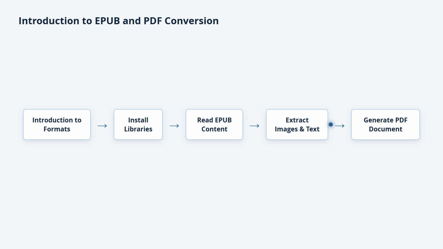To kick things off, we'll install the necessary libraries for handling EPUB and PDF manipulations. We'll use the ebook library to read EPUB chapters and the ReportLab library to create our PDF. Once we have our libraries set up, we'll delve into reading content, extracting images, and formatting everything for a polished final product. So let's jump in.